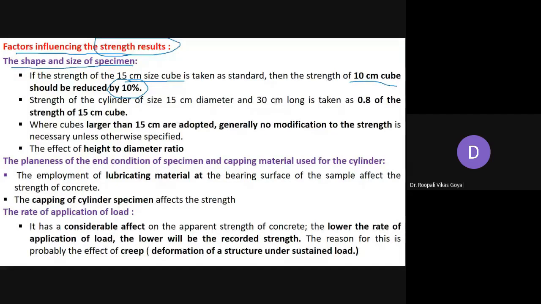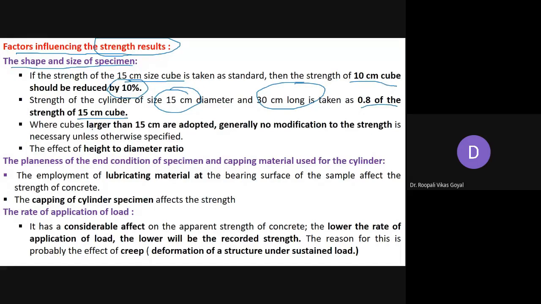Strength of the cylinder of 15 centimeter diameter and 30 centimeter long is generally taken as 0.8 of the strength of the 15 centimeter cube. So this is the variation, a large variation. It also depends upon the particular strength of concrete. For high strength concrete the effect will be less, for low strength concrete it will be more. But in general you can say it is 0.8 times the strength of the 15 centimeter cube. So cylinder strength is 0.8 times the cube strength.